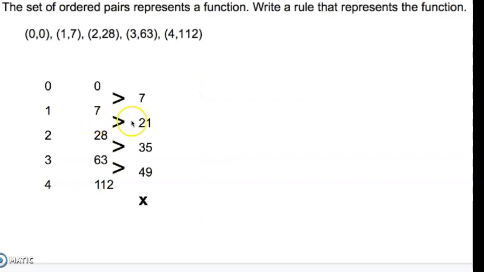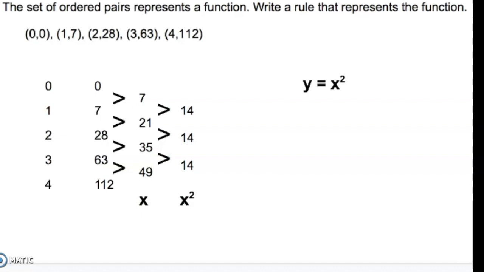So now we're going to see what we add to 7 to get 21. That is 14. See what we add to 21 to get 35. And we add 14. See what we add to 35 to get 49. And it is also 14. So like I said before, write that x squared there. And these are all the same. So that tells me my equation will be an x squared function, or quadratic. So we start off with y equals x squared.